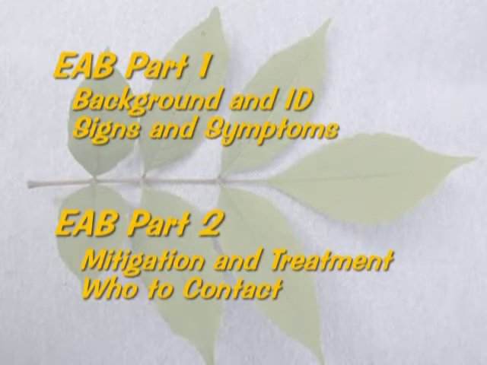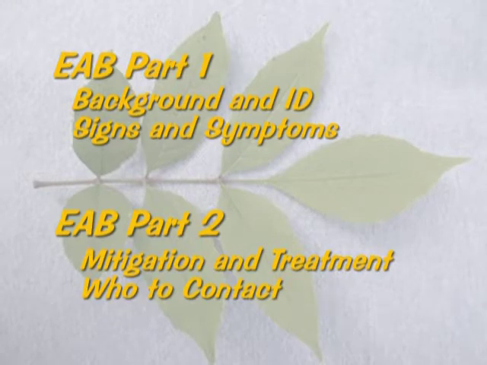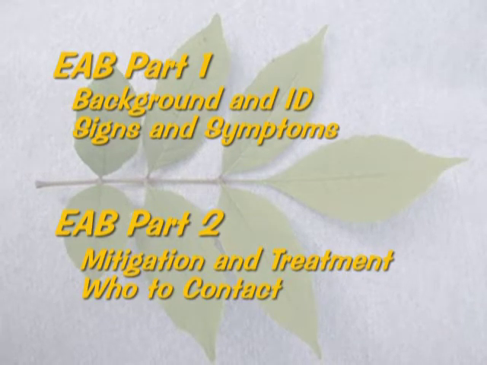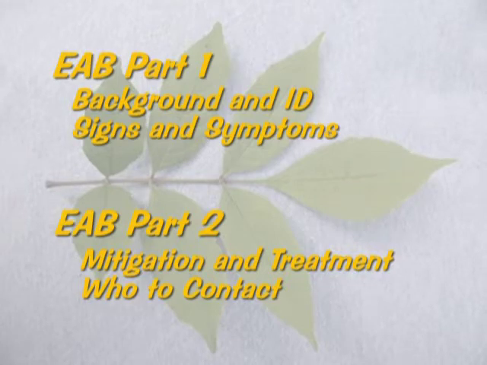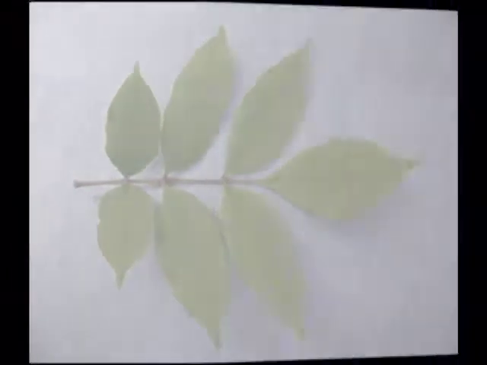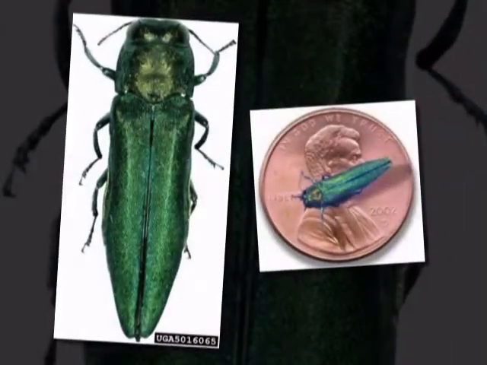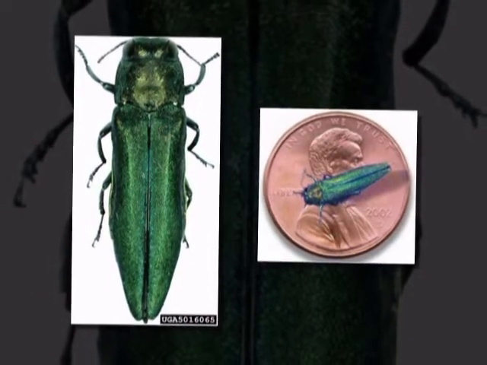Today I'm going to share with you some basic information about the emerald ash borer, including a brief history and background about EAB in the US, and the most common signs and symptoms of an emerald ash borer infestation. I'm going to give you a few quick words about mitigating the spread of EAB. I'm going to discuss a few treatment options for landowners and homeowners, and most importantly, who to contact if you suspect an EAB infestation. So the emerald ash borer is a metallic wood-boring beetle in the Buprestidae family.